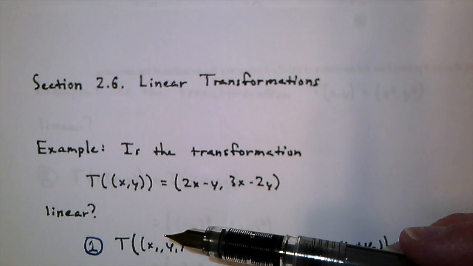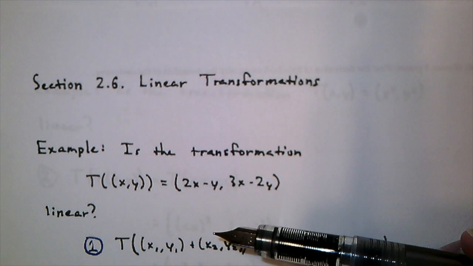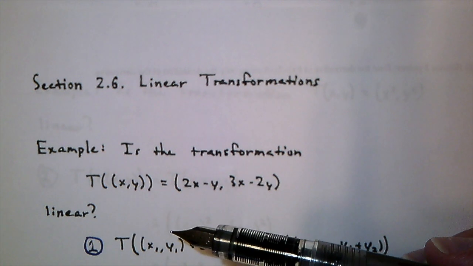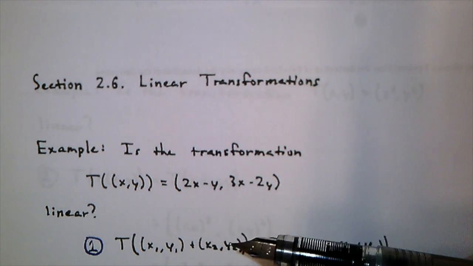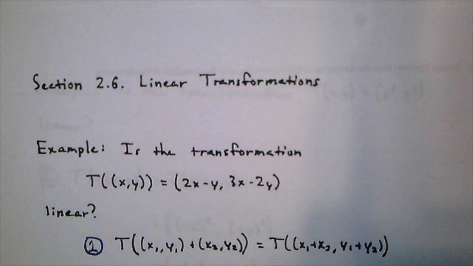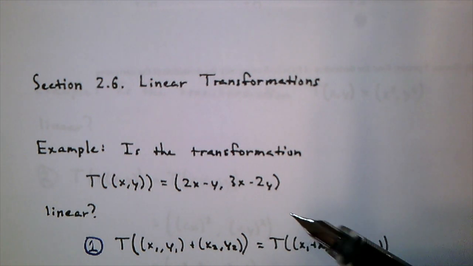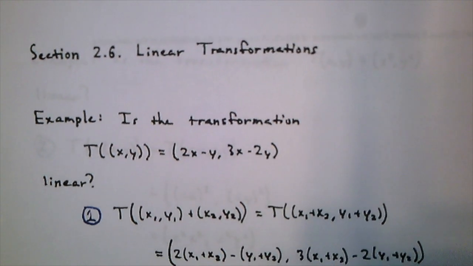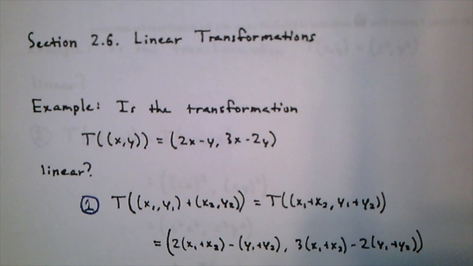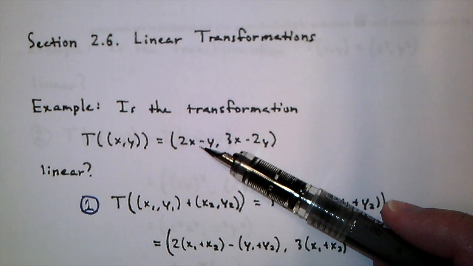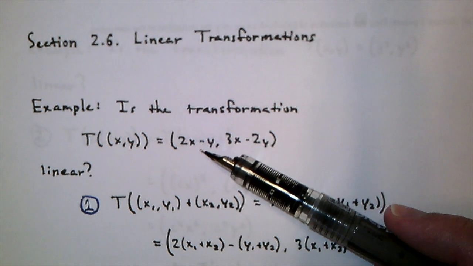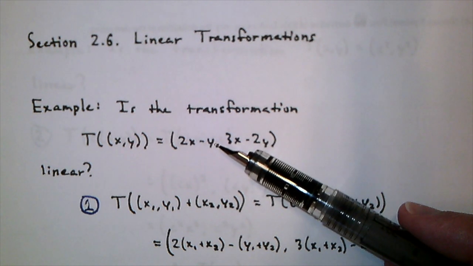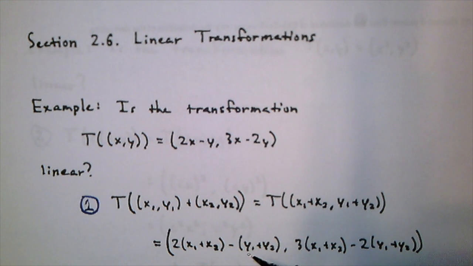Property 1, we have to look at the sum of two vectors. Here I have a vector x1, y1, and another vector x2, y2. In order to use the definition of this transformation, we have to begin by combining our two vectors. We add the two corresponding coordinates. So going up to the definition, we'll plug in x1 plus x2 for x, and y1 plus y2 for y, and this is what we get.